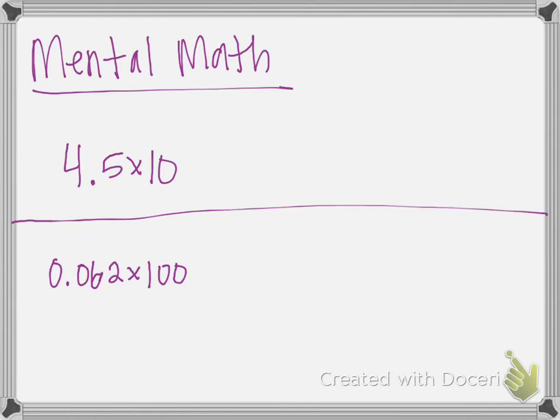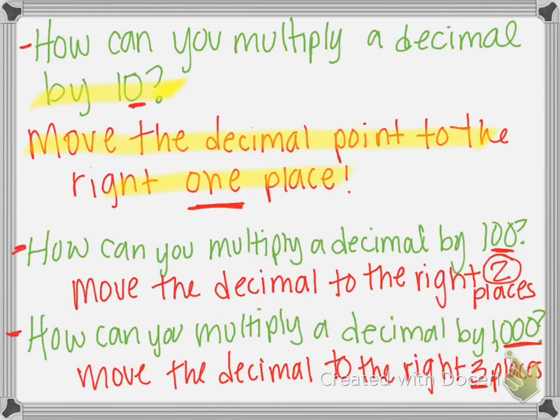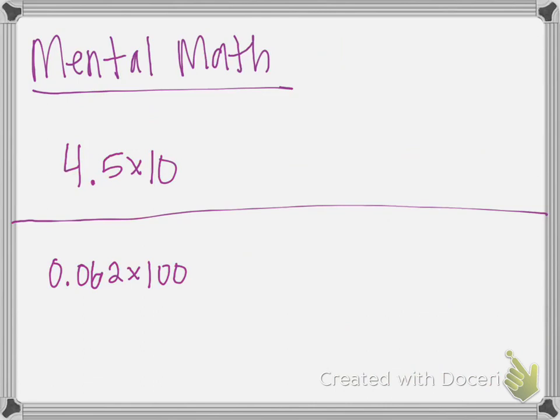So the first one is kind of like the last one. It is 4.5 times 10. Well, our rule is if we're multiplying a decimal by 10, we know to move the decimal one place to the right. So all I need to do is move this decimal one place to the right, and I know my answer is just 45.